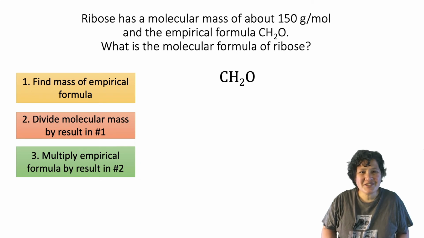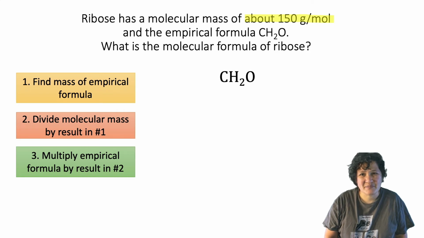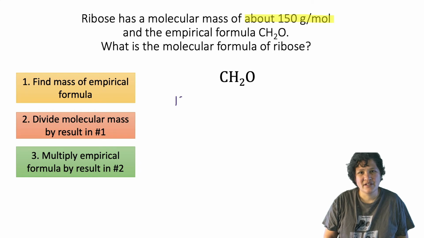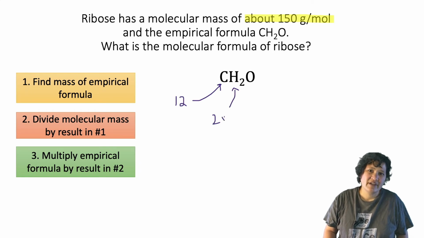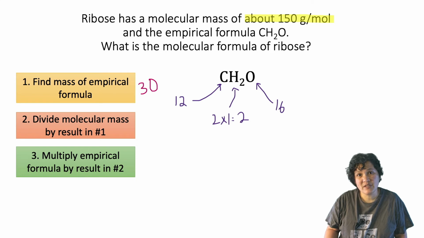Now, when I do this, I could write the masses out to 3 decimal places, but if you look at the molecular mass we're given, it's only approximate. So I'm just going to estimate the molar masses of each element here. Carbon is about 12, each of our 2 hydrogens is basically 1, and our oxygen is approximately 16. Add up those masses and you see that the formula weight of the empirical formula is about 30 grams per mole.